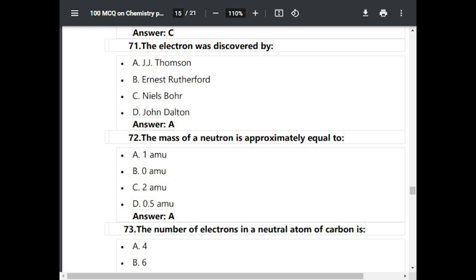Question number 72. The mass of a neutron is approximately equal to. Option A 1 AMU, option B 0 AMU, option C 2 AMU, option D 0.5 AMU. The correct answer is A 1 AMU. The mass of a neutron is approximately 1 AMU.